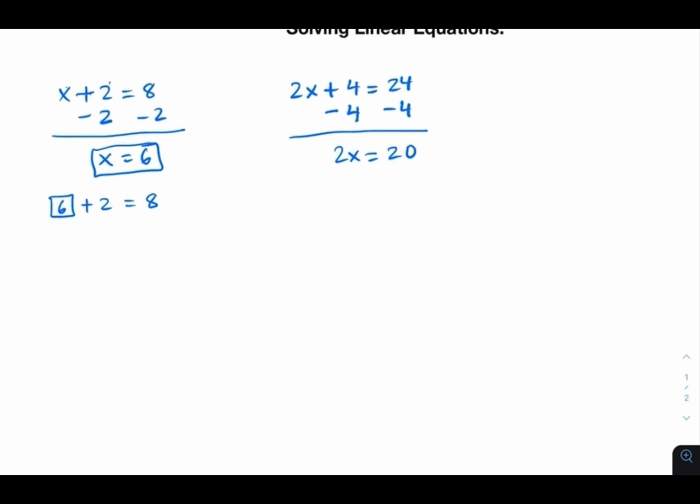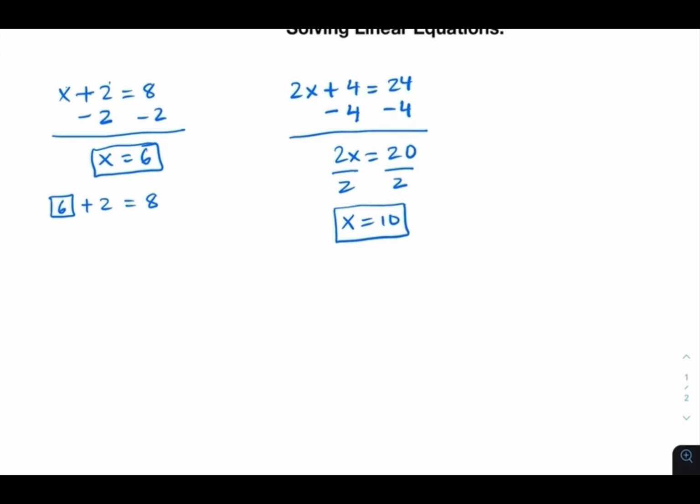Here our goal is to completely isolate the variable x. You have 2 times x, because it's 2x, so it's a multiplication, 2 multiplied by x. You need to do the opposite operation here, and the opposite operation of multiplication is division. So you divide both sides by 2. The 2 cancels out, so you're left with an x, and 20 divided by 2 is a 10. So the value for this variable in this equation is 10.